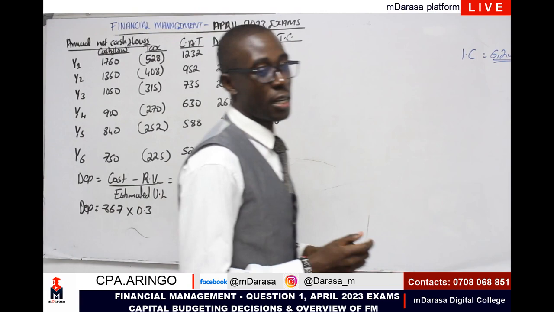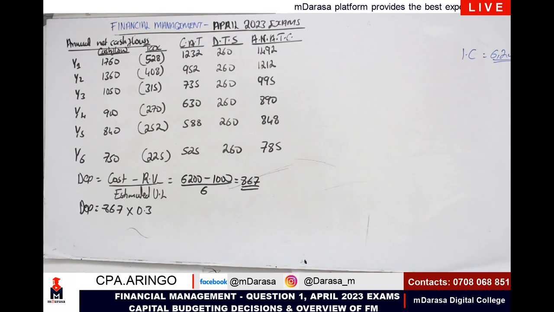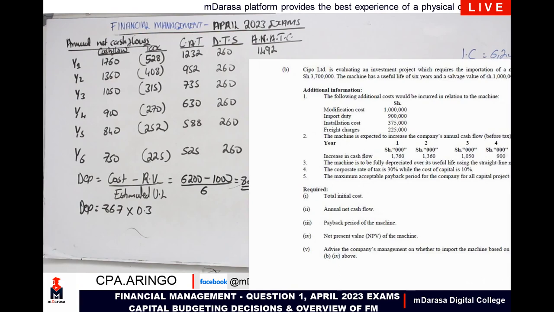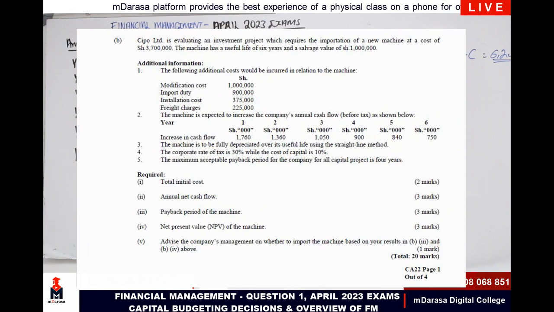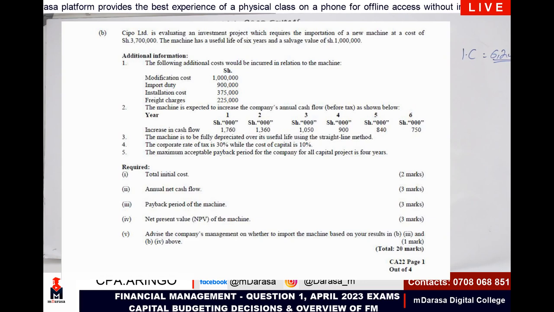What were we asked in the next question? The next question here, these are what we are told. We need to compute our payback period of the machine. That is what the examiner wants us to compute.